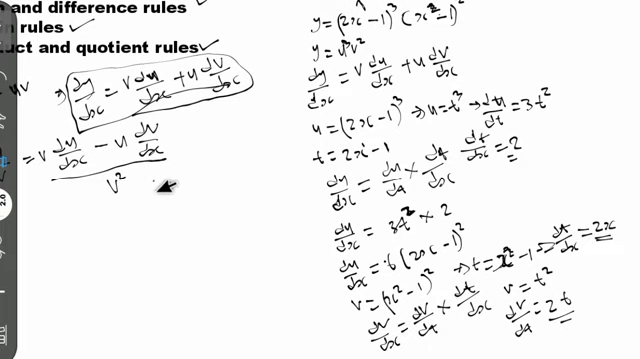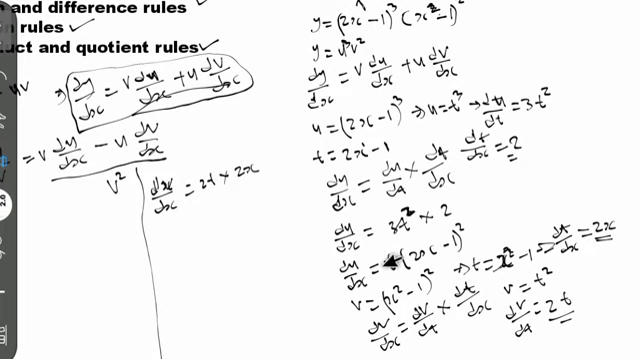So to get your dv/ds, it will be equal to dv/dt, and dv/dt is equal to 2t, multiplied by dt/ds, which is equal to 2s. So here we have 2t times 2s.